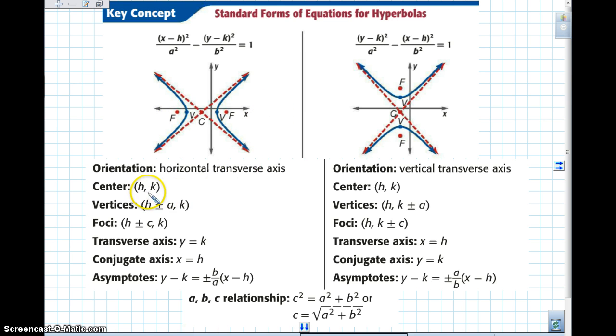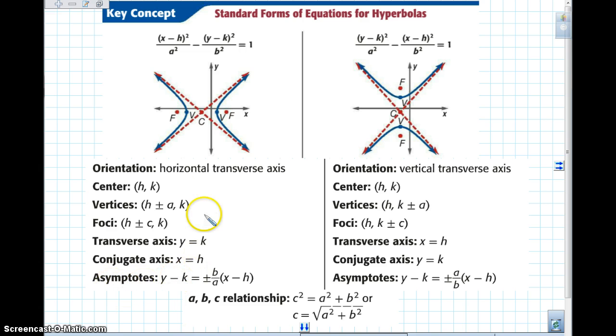Your center is still going to be h, k, and your vertices are still going to be a distance away from the center. So we're still measuring our vertices and our foci from the center, just like we were for ellipses. So not a whole lot is different there. Instead of calling it the major axis, it's called the transverse axis. That'll be at y is equal to k. And your conjugate axis is going to be at x equals h. So again, we're just finding those lines that go through the center of the hyperbola.